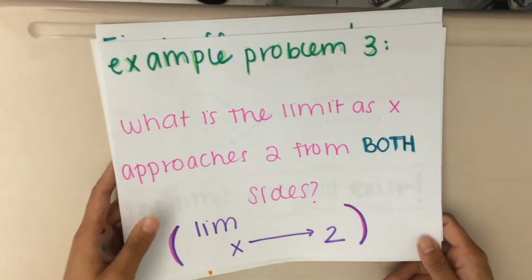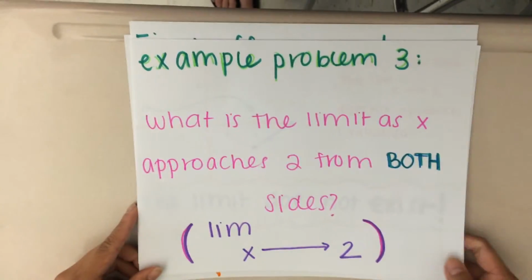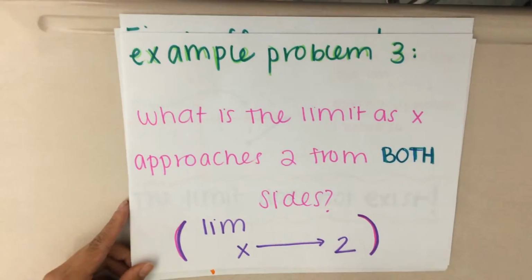Example problem number 3. What is the limit as x approaches 2 from both sides? As you can see, there's no notation, it just goes to the 2.